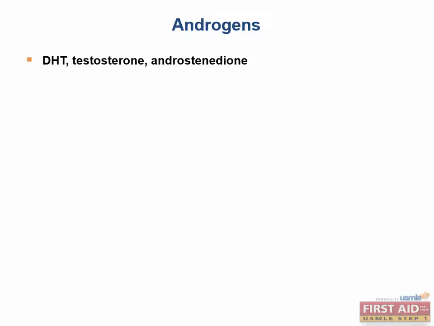Inside the cell. In the endocrine chapter of First Aid, there's an awesome chart that goes through the whole process of steroid synthesis. For the sake of time, I'm not going to go through it again, but that is a must-know diagram. So in terms of potency for the androgen receptor, DHT is the strongest one, followed by testosterone, and finally androstenedione. So that's your potency order.